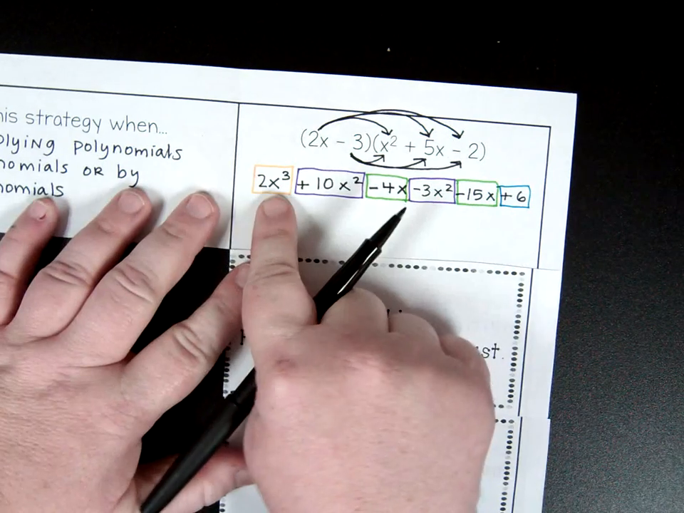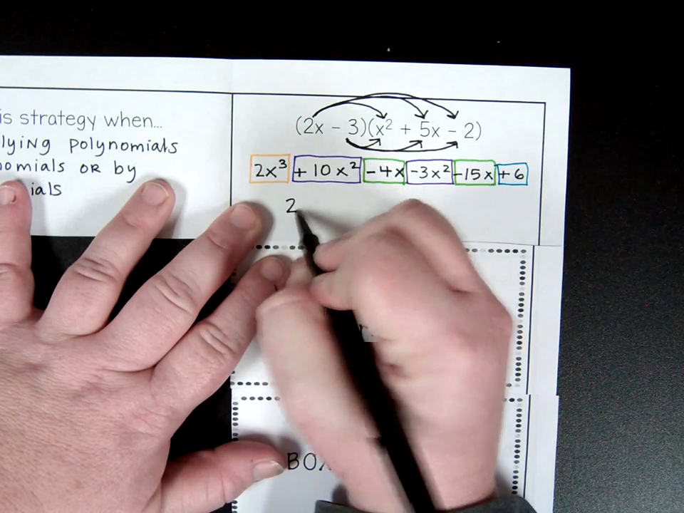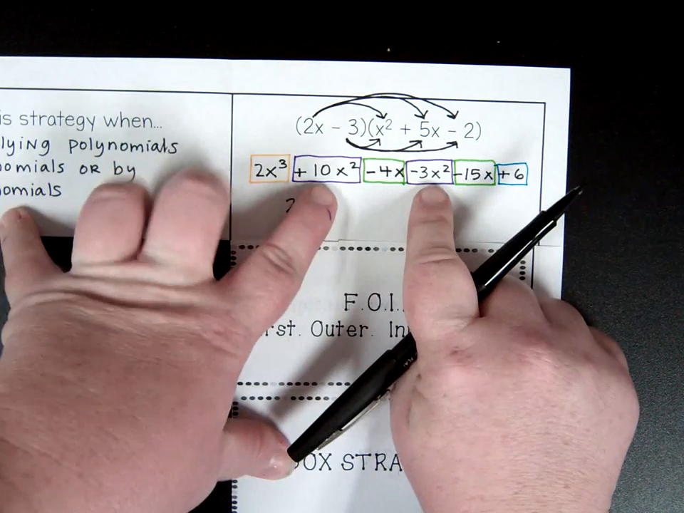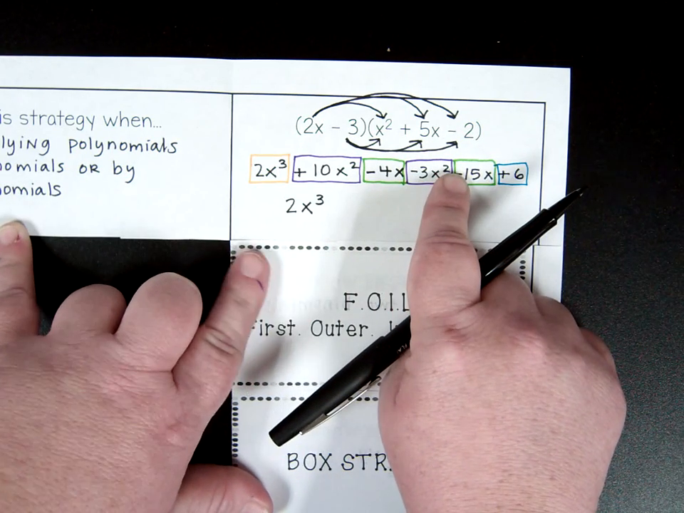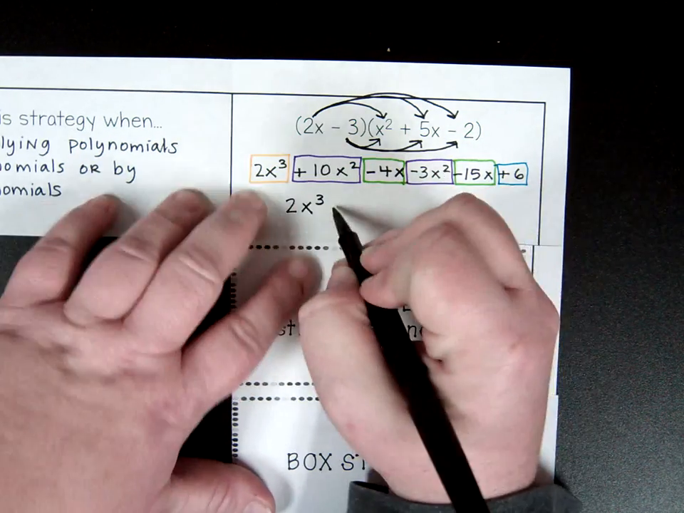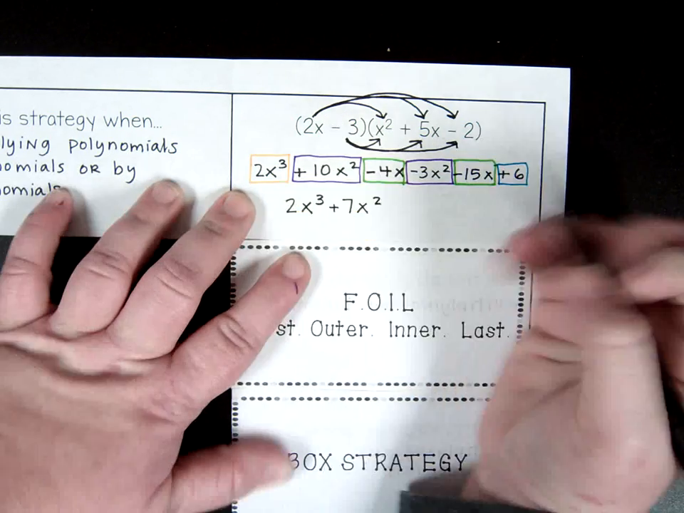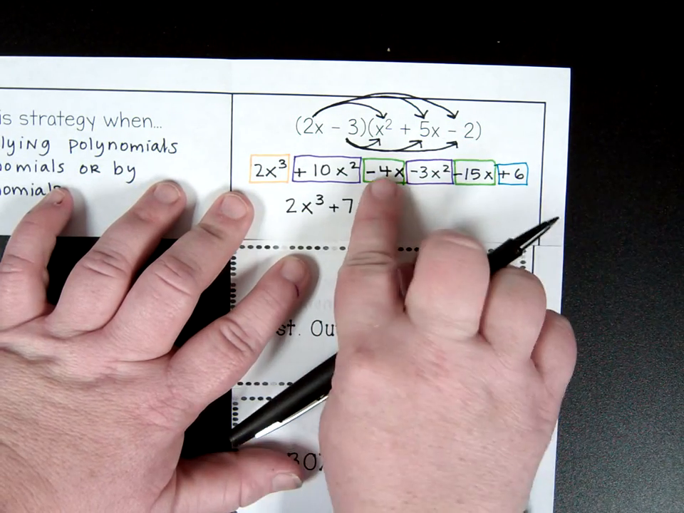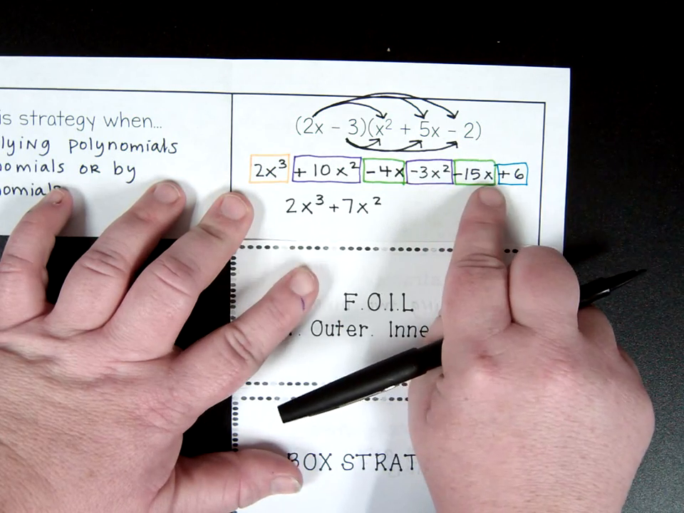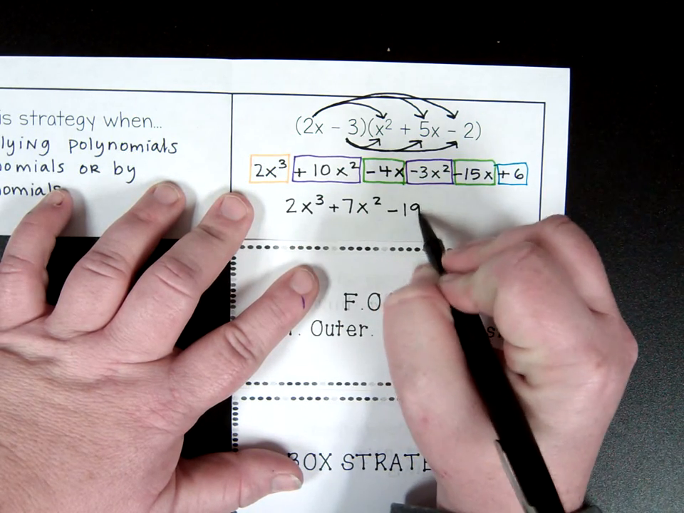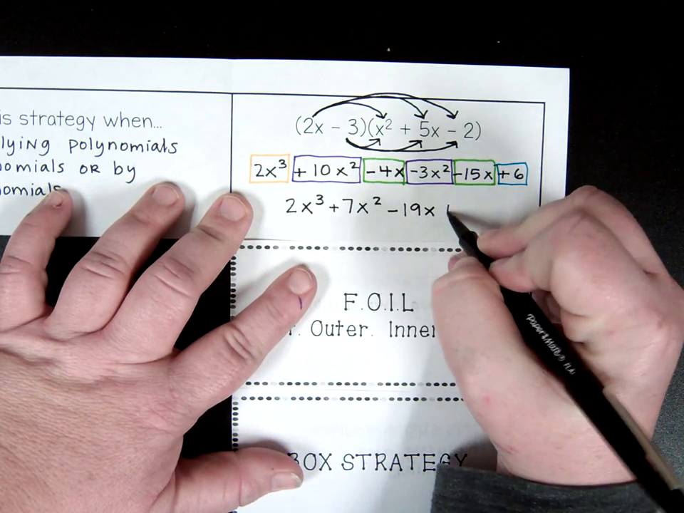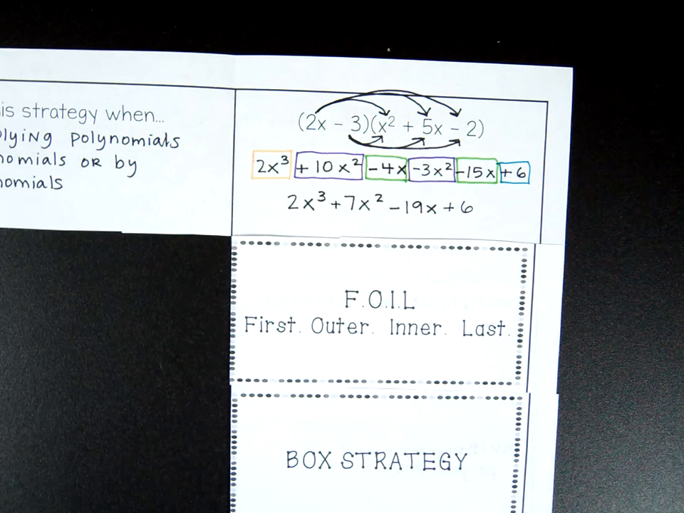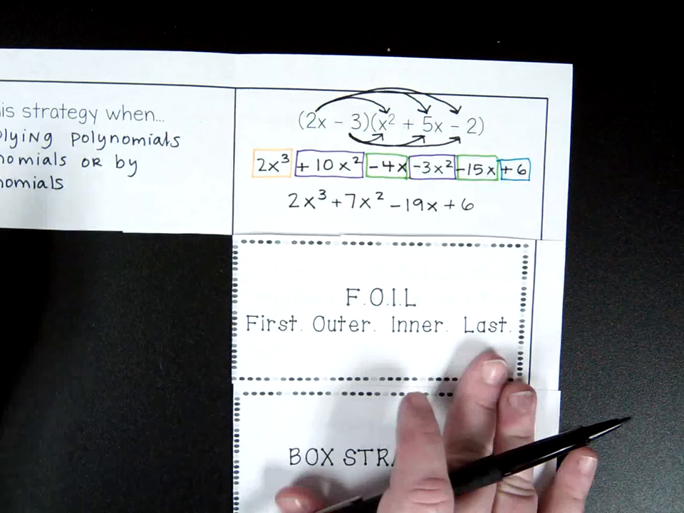There's no other x cubed or anything in yellow boxes, so I just have 2x to the third power. I see here I have two purple boxes, so it's a positive 10x squared minus 3x squared. So 10 minus 3 would give me positive 7x squared. And now the green boxes, negative 4x minus 15x would give me negative 19x, and then just plus 6 at the end. So that is one way to multiply polynomials.